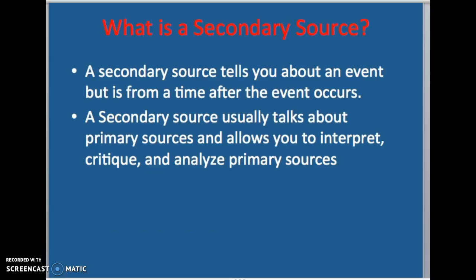Now, secondary sources. A secondary source tells you about an event but is from a time after the event occurs. A secondary source usually talks about primary sources and allows you to interpret, critique, and analyze primary sources. Secondary sources are important because they allow you to consider other perspectives that you may not have considered yourself, and they can also help strengthen your own argument.